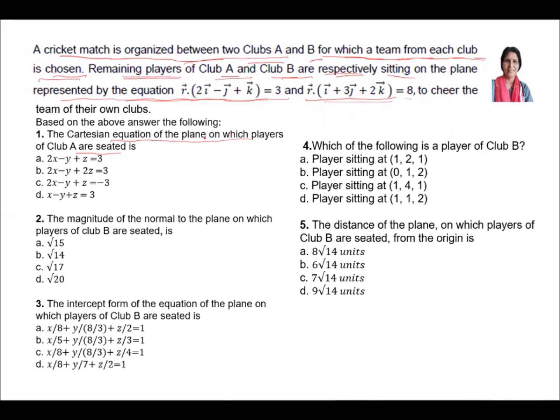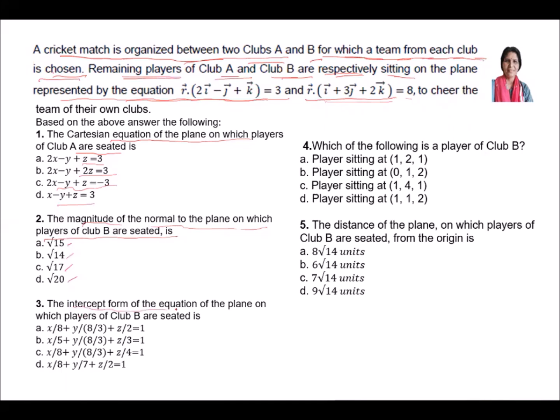The Cartesian equation of the plane on which players of club A are seated, 4 options are given: 2x minus y plus z is 3, 2x minus y plus 2z is 3, 2x minus y plus z is minus 3, x minus y plus z is equal to 3. Question number 2: the magnitude of the normal to the plane on which the players of club A or B are seated. Square root 15, square root 14, square root 17, square root 20.